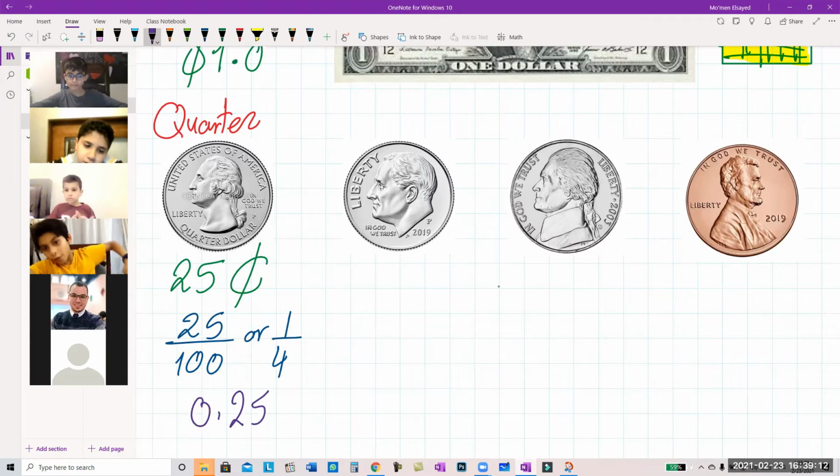0.25 what? Dollars. Okay? So it will be 0.25 dollars. Okay, let me move to the next coin.